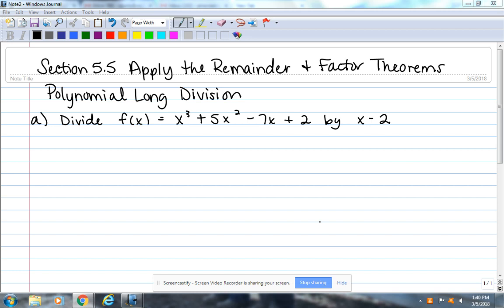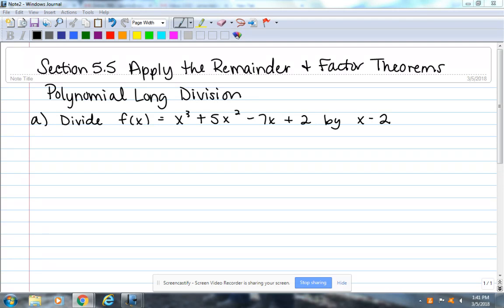Okay, so in section 5.4, we did a lot to do with factoring of polynomial equations. And today we're actually going to divide polynomials. And there's two ways we can do that. We can do it using long division or synthetic division.